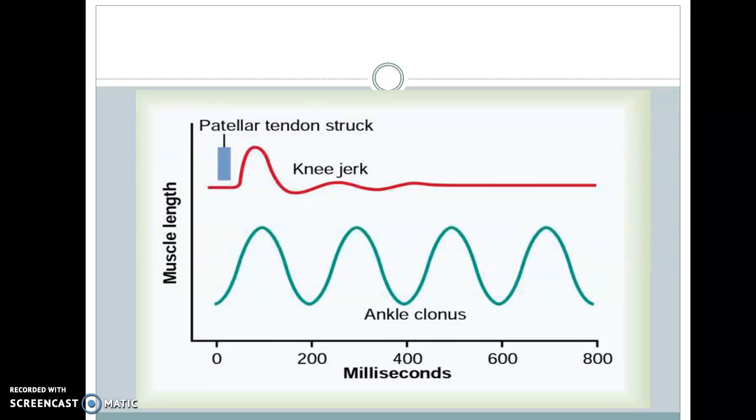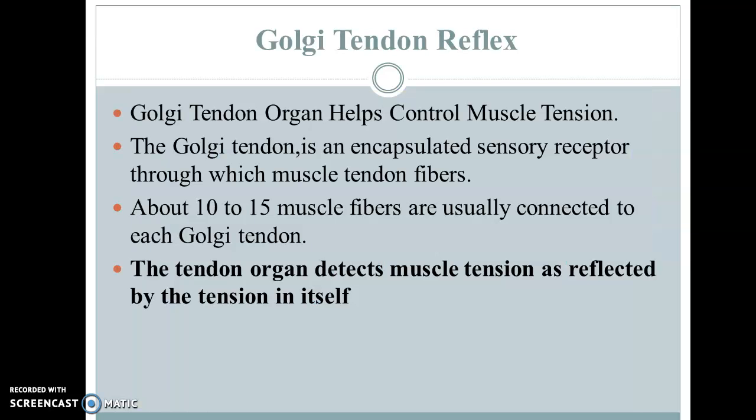The red part here is the patellar tendon jerk. When you give the knee jerk, there will be a contraction, and then again a relaxation. But if it is clonus, which is shown here in this figure on the ankle, it will give continuous contraction. So what you have is a vibratory movement. They are not able to finish that particular movement. Okay, so that is the problem with the normal stretch reflex.